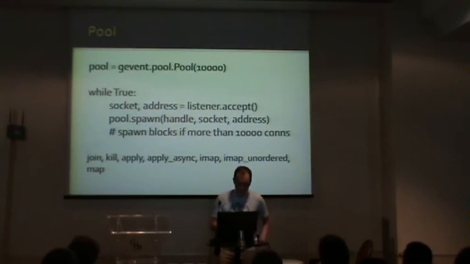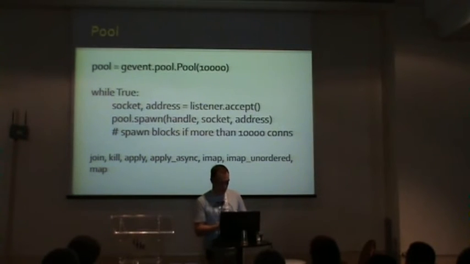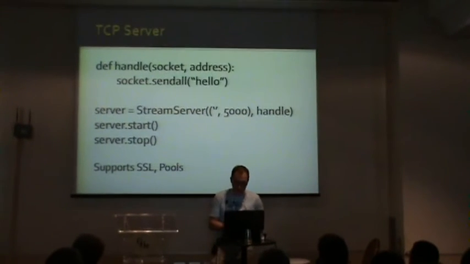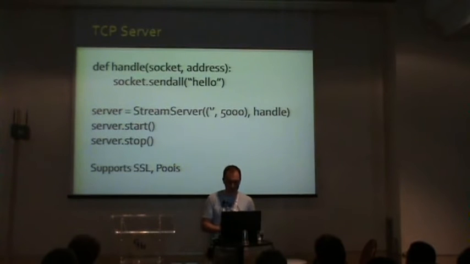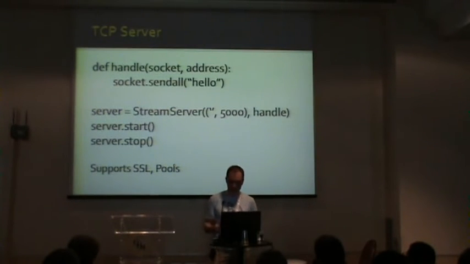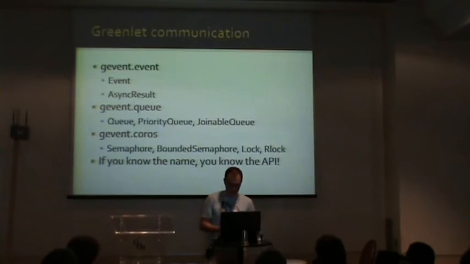This is actually not a good way to implement the server. It has a number of flaws. So you can use StreamServer, which will spawn a new greenlet for each incoming connection, and it's very easy to create your own servers. You can even use it with pools. Just pass it the pool argument, and it will use the pool to spawn greenlets. It can wrap your connection in SSL if you pass the relevant arguments.